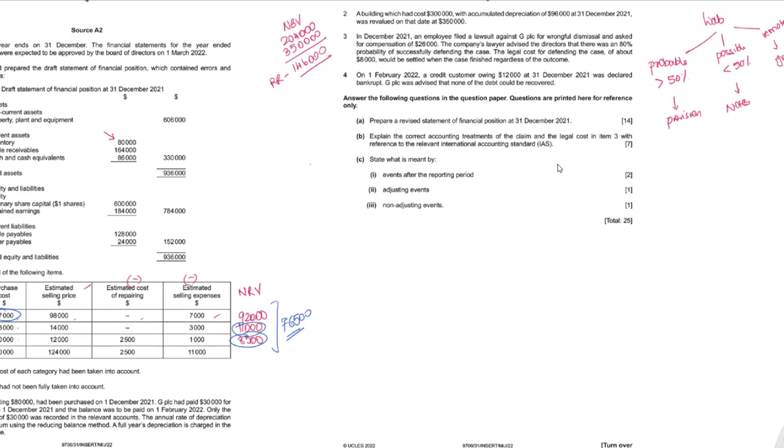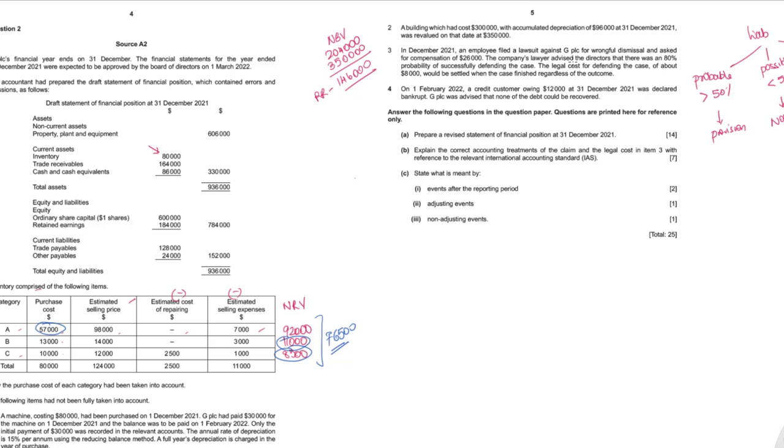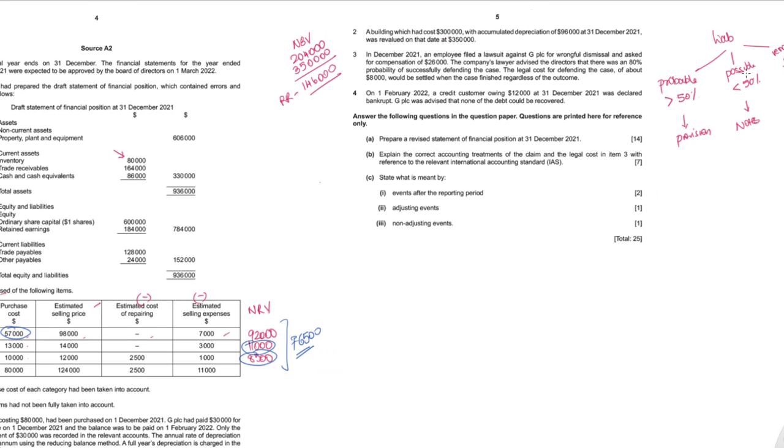So that's the rule. So in this case, they're telling you that the lawyer is advised that the payment, that 80% probability of we succeeding, it means the payment possibility is less than 50%. So this is in second category. So we will have to consider this condition and state it in the notes to accounts. We will not be creating a provision for this 26,000.